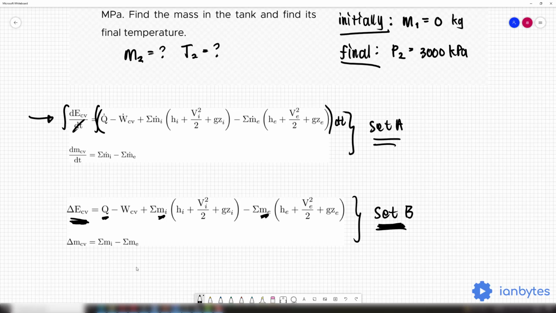Same goes with the mass balance equation. You multiply both sides by dt and then take the integral of both sides, which is why you have delta mCV is equal to the summation of mi minus summation of me. And again, you can notice na nawala lang yung dot dito.